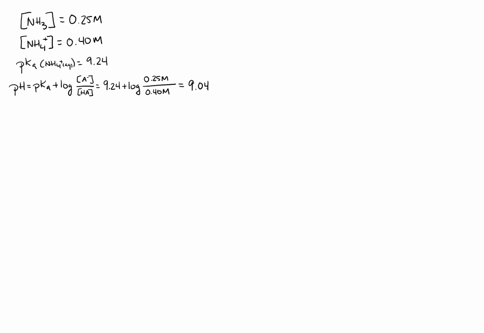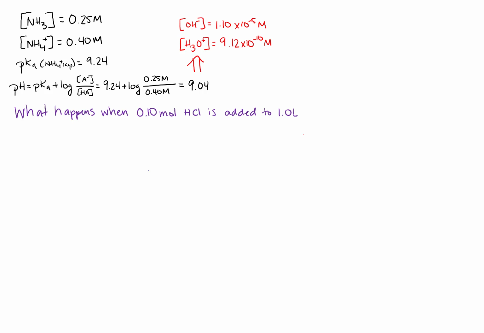We can use this pH to back calculate the concentration of the hydronium and hydroxide ions in solution, which are 9.12 times 10 to the negative 10 for the hydronium ion and 1.10 times 10 to the negative 5 for the hydroxide ion. So what happens when we add 0.10 moles of hydrochloric acid to 1 liter of the solution?